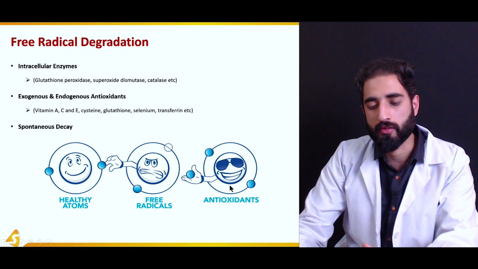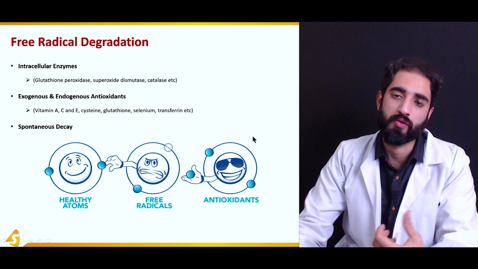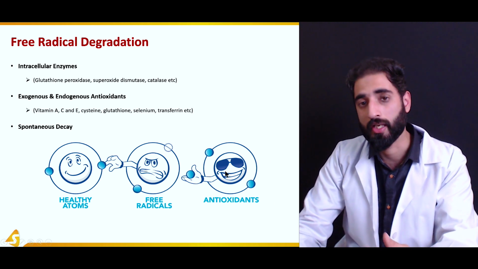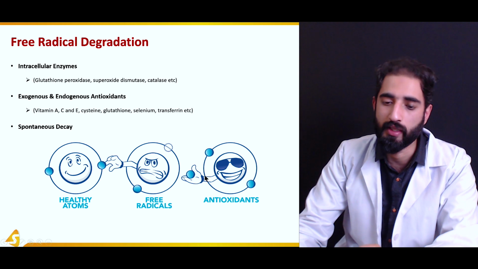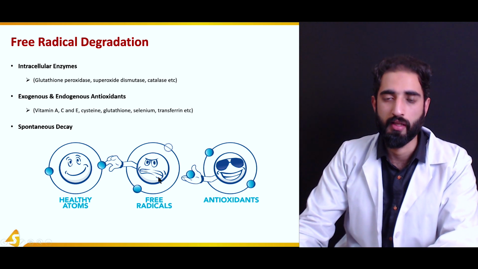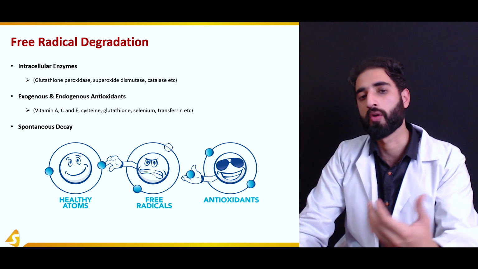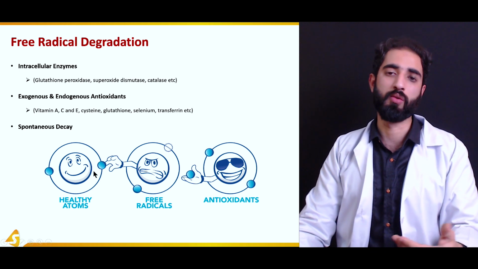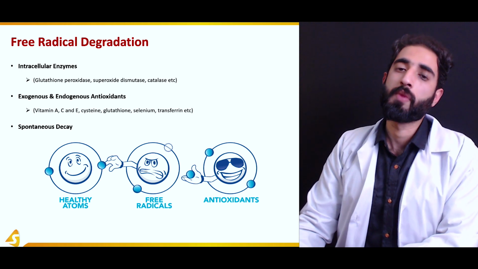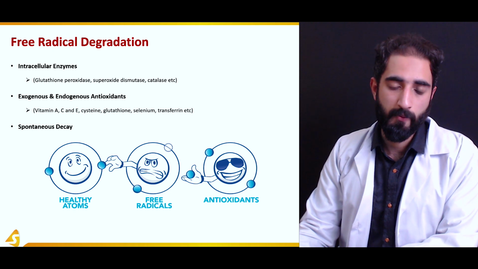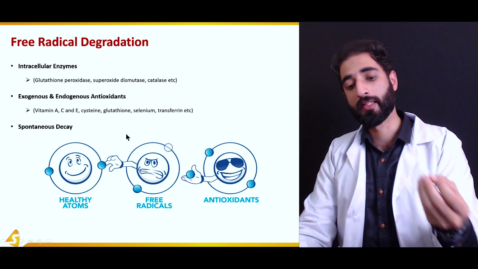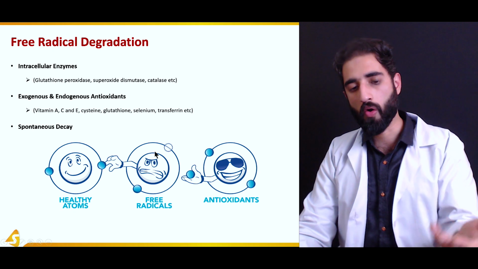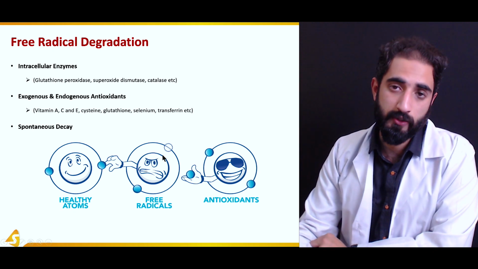But what antioxidants do, they have an extra electron, an electron which they have the capacity to donate. So they give their electron to the free radical to stabilize it so that it would not react with other healthy atoms or molecules and result in free radical cell injury. And another very important thing is that these free radicals can also degrade spontaneously.